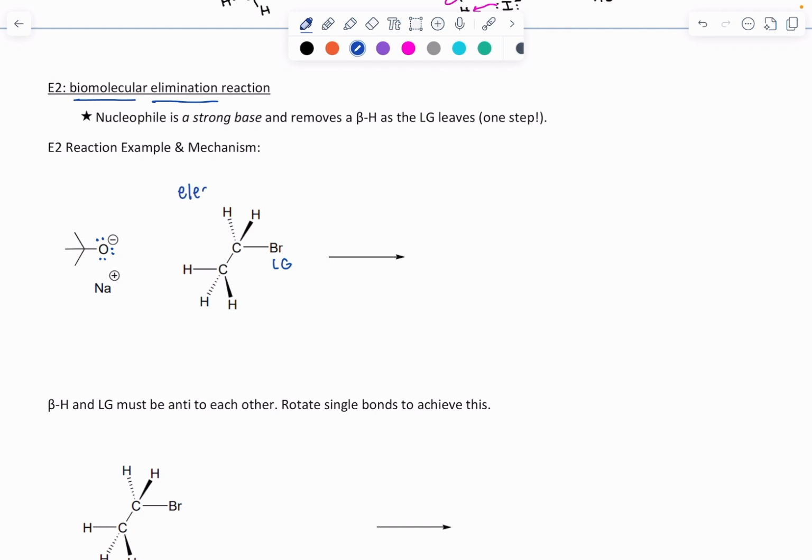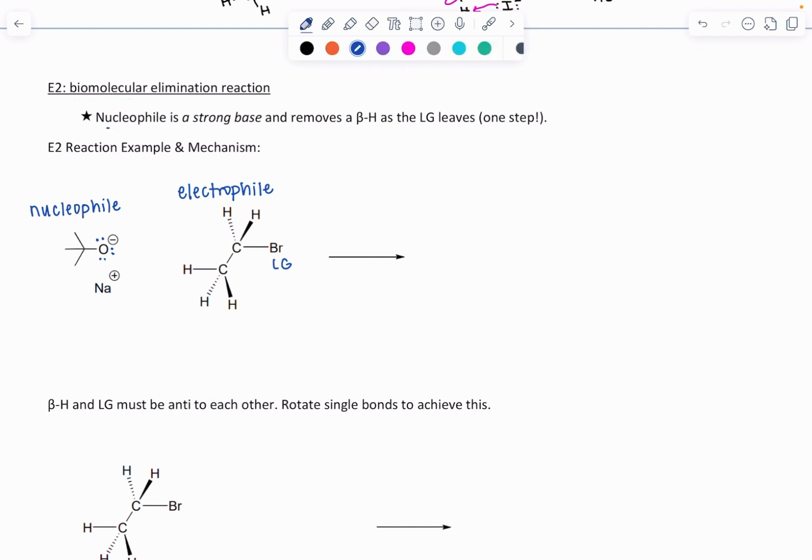This is the electrophile. This is the nucleophile. Now there's this note here that the nucleophile is a strong base, removes a beta hydrogen as the leaving group leaves in one step.